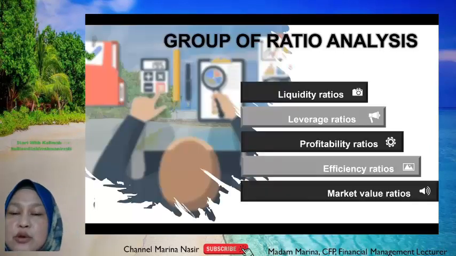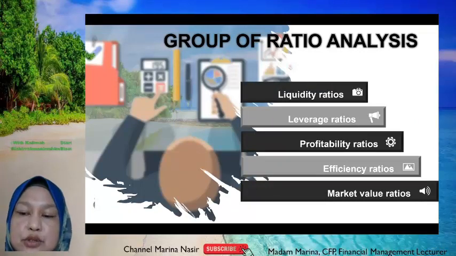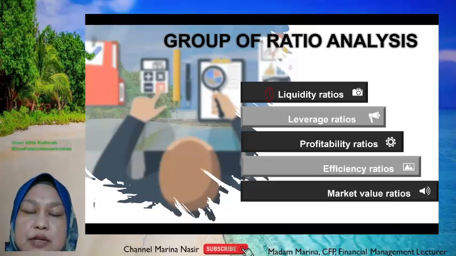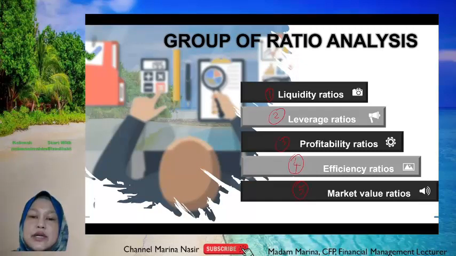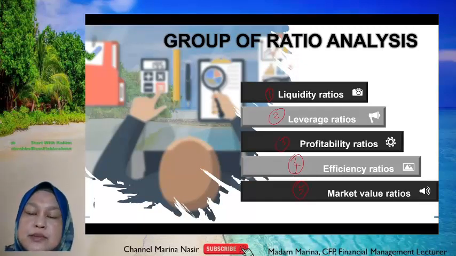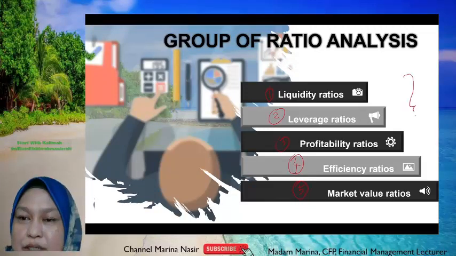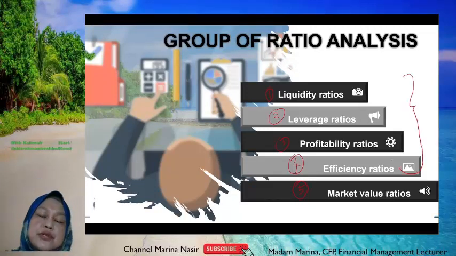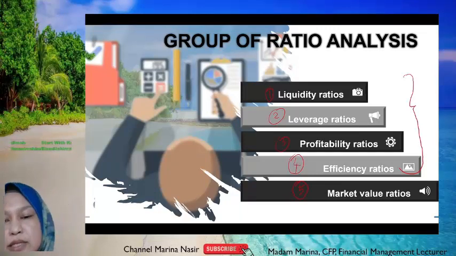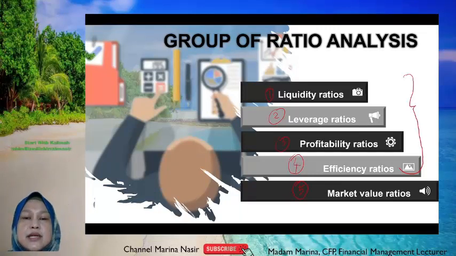This is the group of ratio analysis. We have five groups of ratio analysis. The first one is liquidity ratio, the second is leverage ratio, the third is profitability ratio, the fourth is efficiency ratio, and the last one is market value ratio. For our syllabus, we only cover these four groups of ratios: liquidity, leverage, profitability, and efficiency ratios.